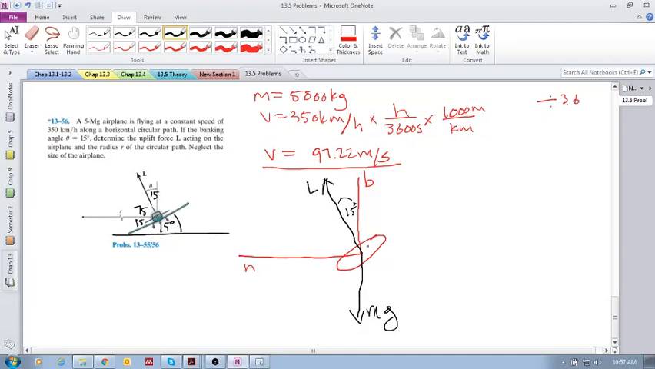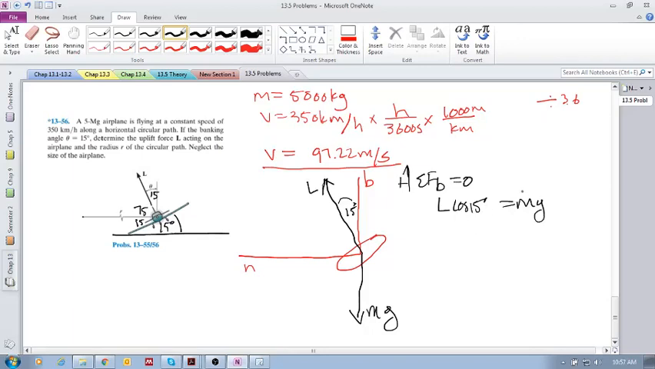So the only two forces acting on the plane are the weight, mg, and the lift force. Now, what are we trying to find? We're trying to find the lift force, and we're trying to find the radius of curvature. So, the sum of the forces in the binormal direction is equal to 0, because it's not moving up or down in this direction. We can choose up as positive. Then we've got L cos 15 equals mg.